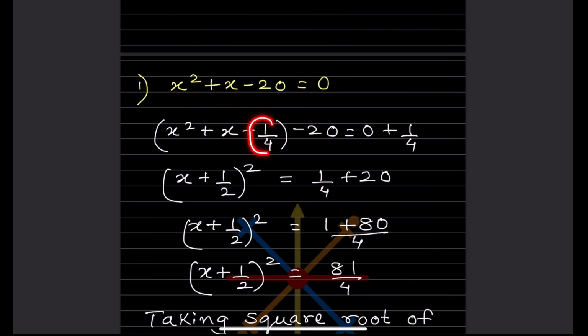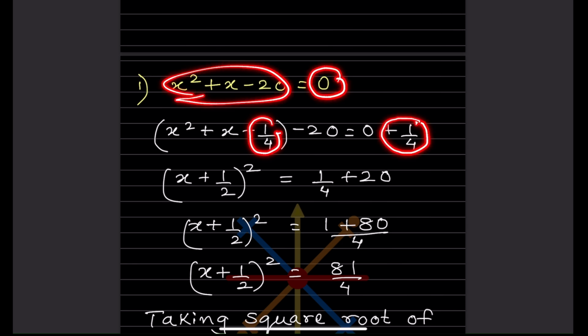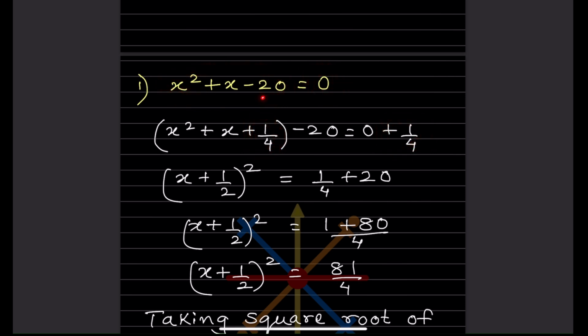But now this 1 by 4 is extra, so you are going to do the same thing on the other side. This is the left hand side and this is the right hand side. So the same thing, you will write on the right hand side, plus 1 by 4. This minus 20 will be the same here, and this 1 by 4 you will write here as well. So now this is x square, x, and this is the constant. We'll see what it is.